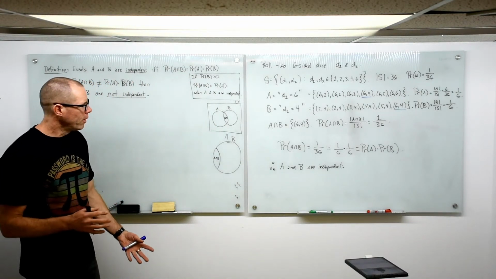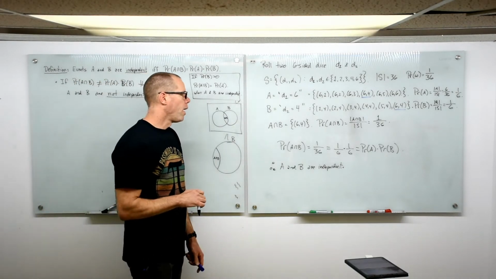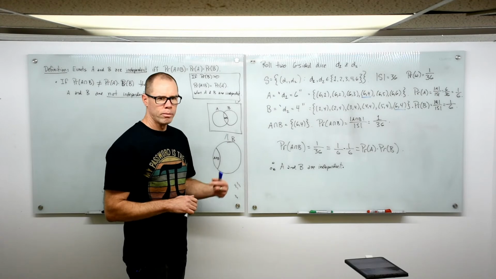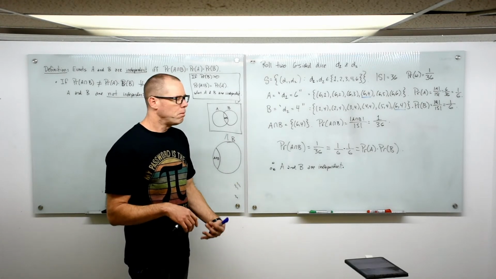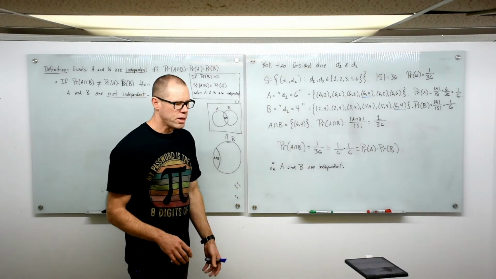That's a case where the definition agrees with our intuition. The outcome of rolling the first one should not affect the outcome of rolling the second one.